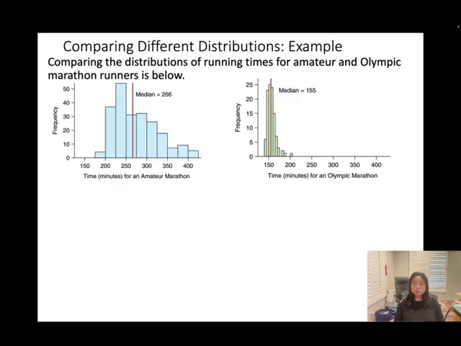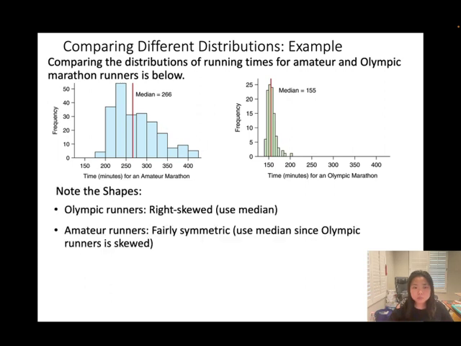Comparing the distributions of running times for amateur and Olympic marathon runners is below. So on the left hand side, we have the amateur marathon. And on the right hand side, this is the Olympic marathon. So we're going to be looking at these 2 distributions. Both of them look skewed to the right. Okay, the tail is longer. Since they are skewed, we'll be using the median for the measure of the center.